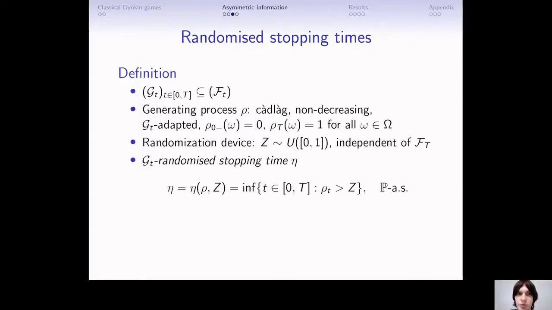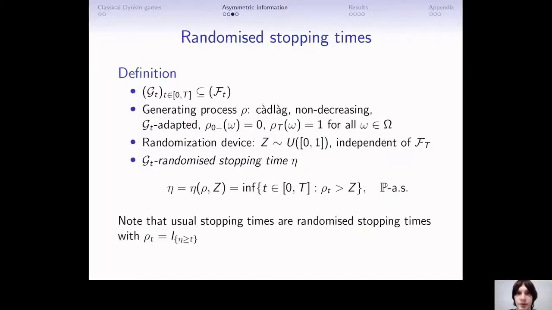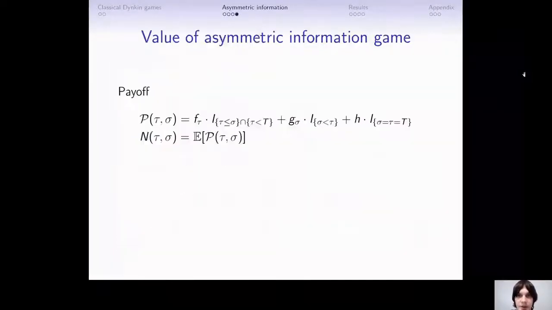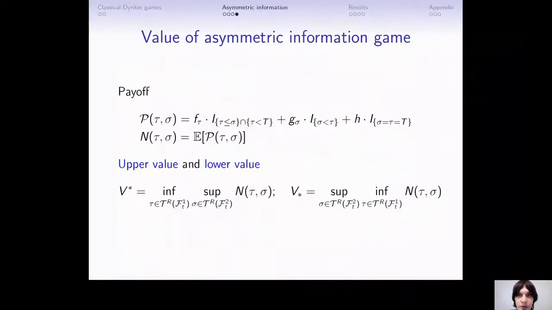We know that usual G_T stopping times are G_T randomized stopping times. And the corresponding generating process would be the process that only has one jump from 0 to 1 at this stopping time. We denote the set of randomized stopping times as tau r. With this definition in mind, we can finally define the value of our asymmetric information game. Recall that P is the payoff the game has, and N is our notation for the expected payoff. Then the value and the lower value of the game are defined as follows.